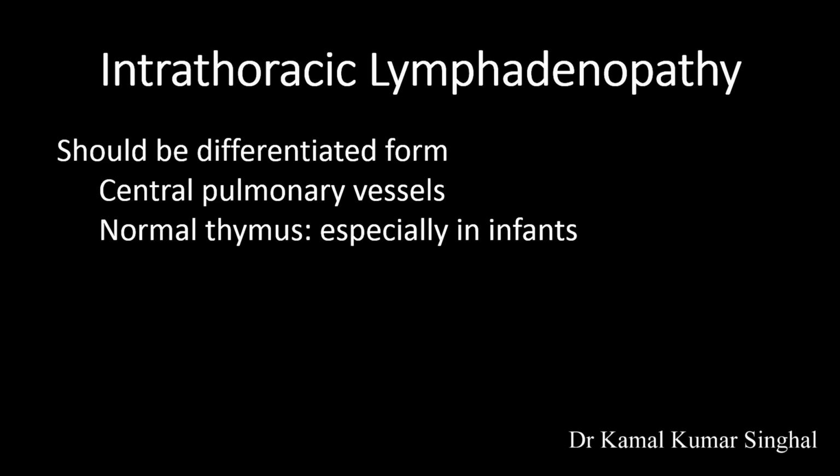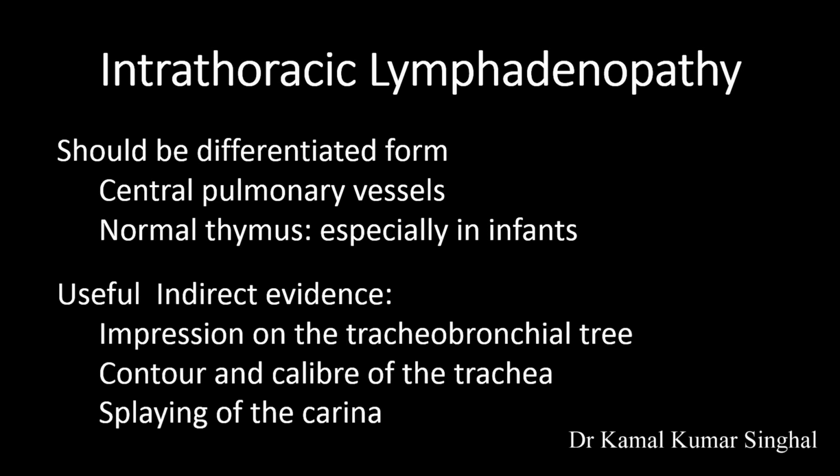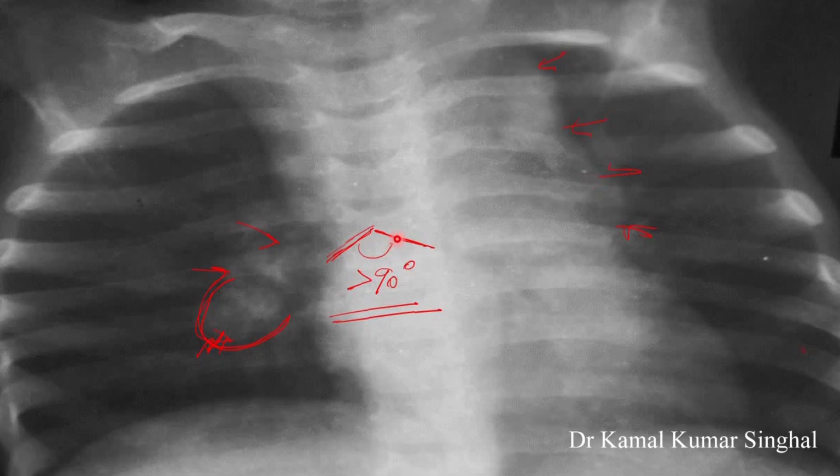Lymph nodes should be differentiated from central pulmonary vessels, and sometimes on an AP film they are not as well seen, and a lateral film can better show intrathoracic lymphadenopathy. Sometimes thymus can look like a lymph node, especially in infants. There are useful indirect evidences for lymphadenopathy like impressions on the tracheobronchial tree, contours and caliber of the trachea, and splaying of the carina, seen as a widening of the angle made by the right main bronchus and left main bronchus at the carina of more than 90 degrees.